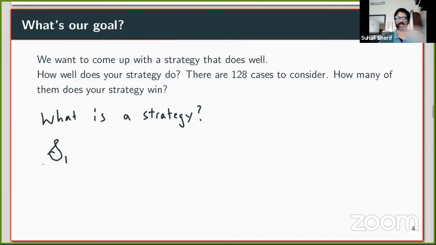S1 could be something as simple as look at player 2's hat and guess that color. Or it could be even simpler. It can just be pass all the time. Always pass is a valid strategy. So how do I actually write down the set of all possible strategies of player 1? Does anyone have an idea of how you can go about specifying a strategy?